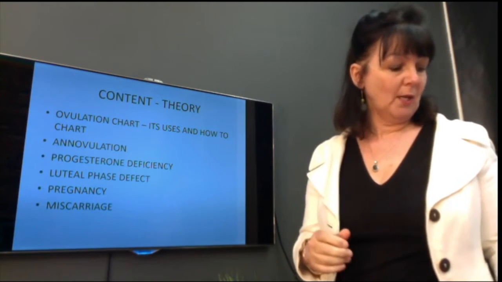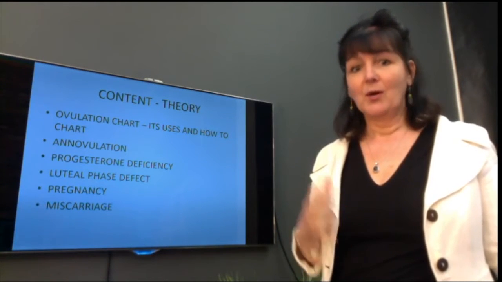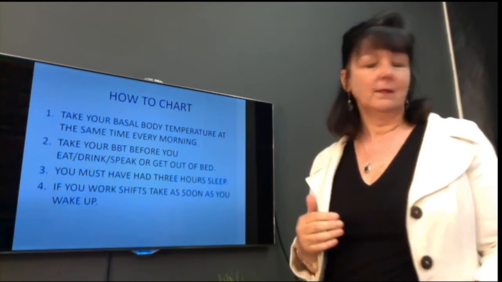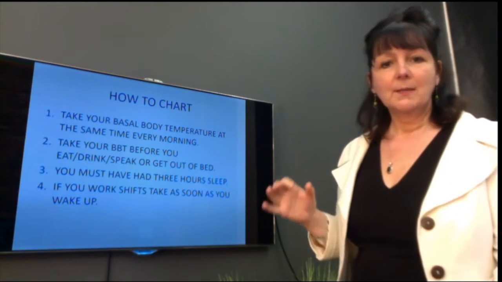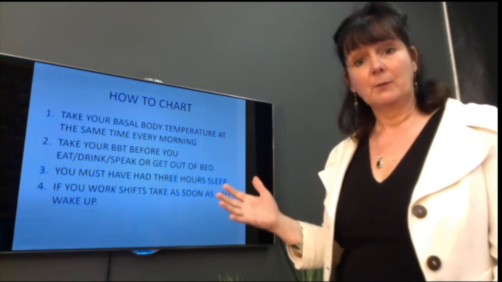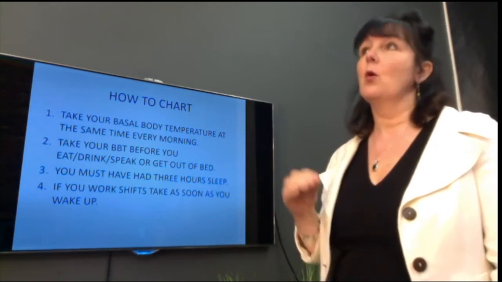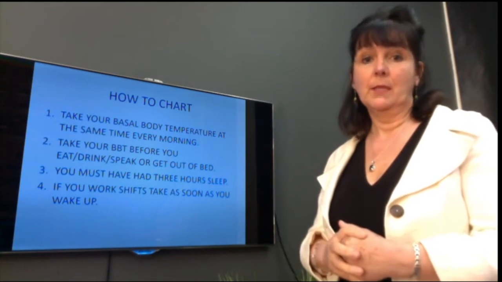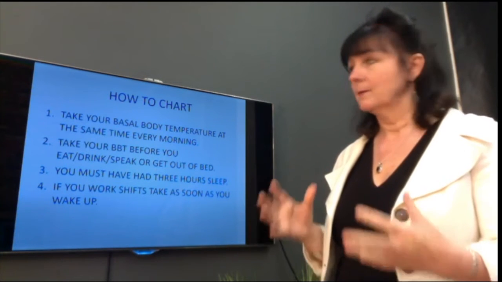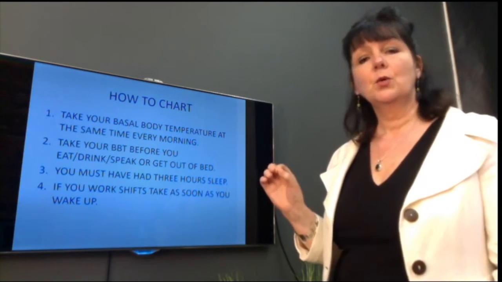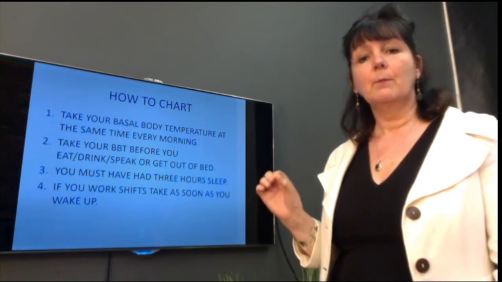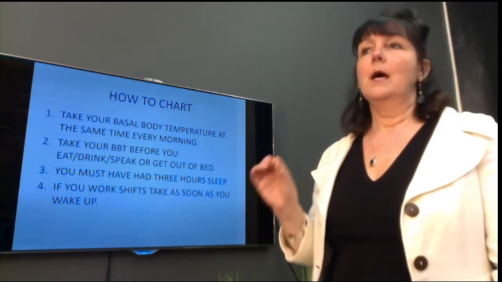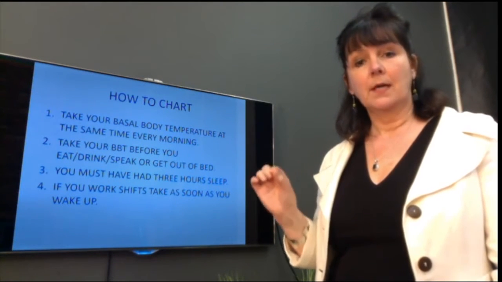So before we do anything more, let's have a look at how to chart, because this is key. It doesn't matter whether you are a practitioner who is going to deliver this information to your clients, or someone who would like to chart your own menstrual cycle. The same thing applies. So you're taking your basal body temperature, which is your temperature at its lowest level, and it means that we can measure very tiny changes.